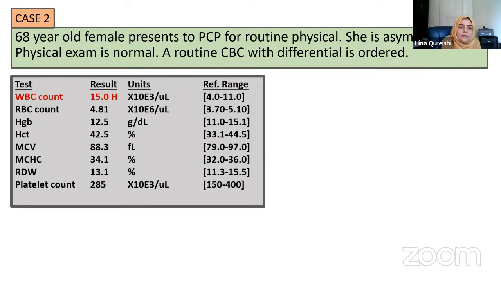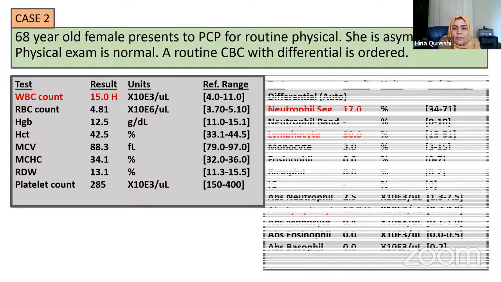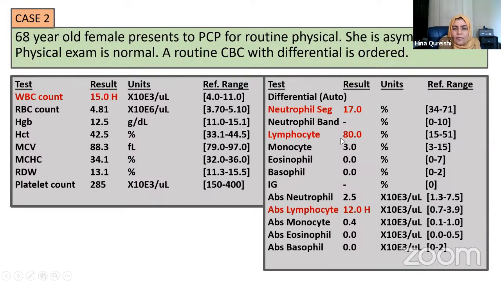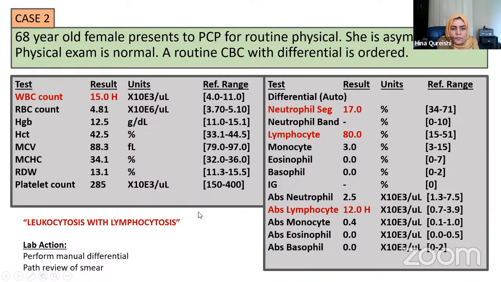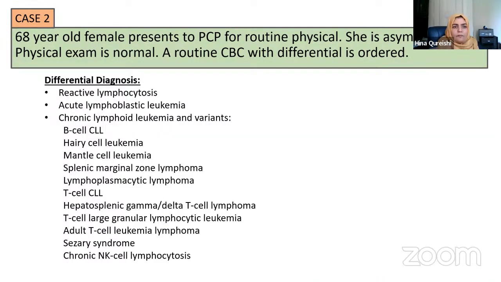So on this routine CBC, there was an abnormality seen, which was an elevated white cell count. And we look at the differential count: lymphocyte percentage is increased, 80%, neutrophil percentage is decreased, but the absolute neutrophil count is normal, and the absolute lymphocyte count is abnormal. So this patient also has leukocytosis with lymphocytosis. Again, peripheral blood smear review is performed, and the thought process is the same. Patient with lymphocytosis, you think about, could it be reactive?